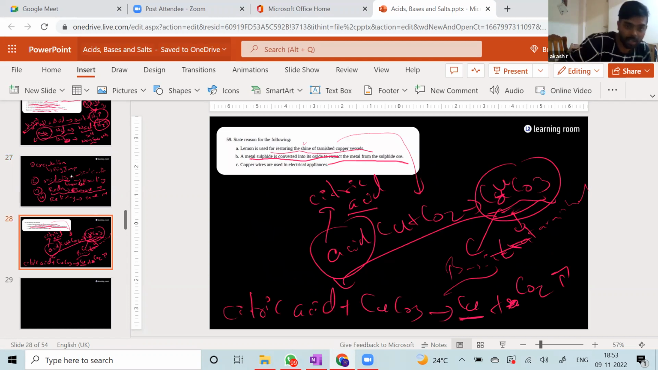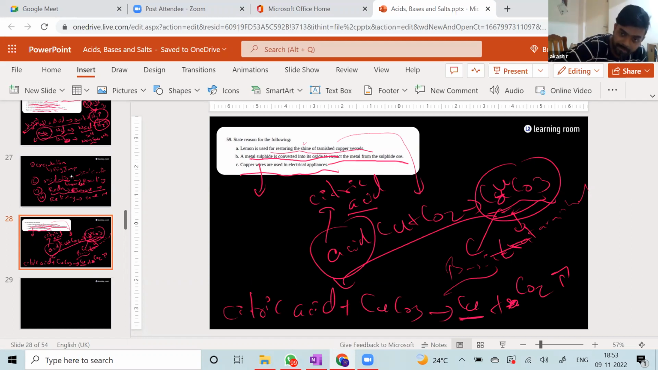Okay. Next. Copper wires are used in electrical appliances. Why? Because they are good conductors of electricity, and they're cheaper when compared to silver. Two reasons you told me. One is that it is a good conductor of electricity. And why are we not going for Au and Ag, even though they are better conductors of electricity? Because of the cost, right? Silver and gold are even better conductors than copper, right? But we don't go for them because it will be costly.